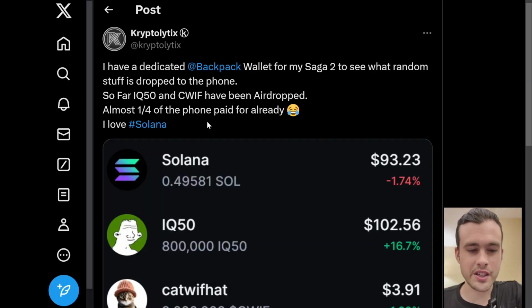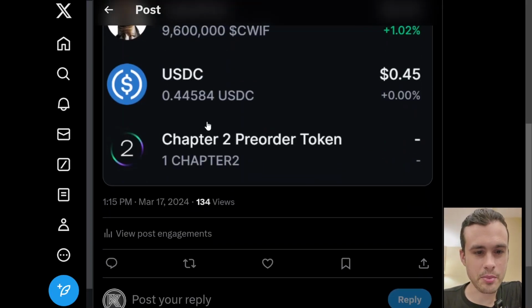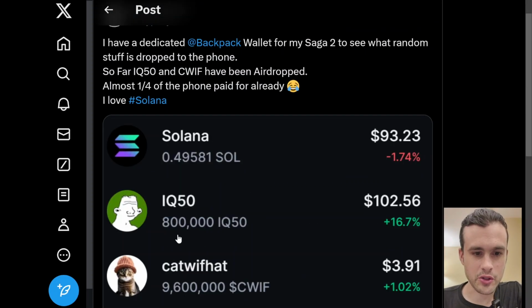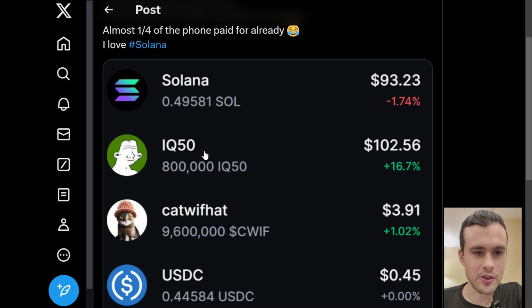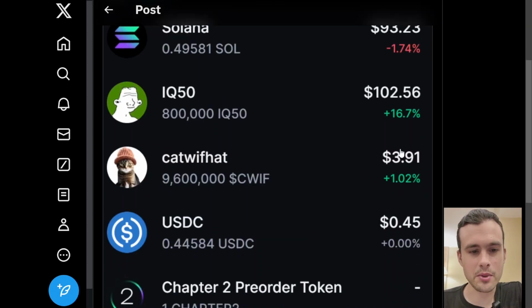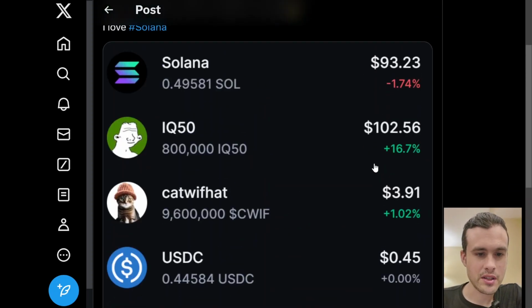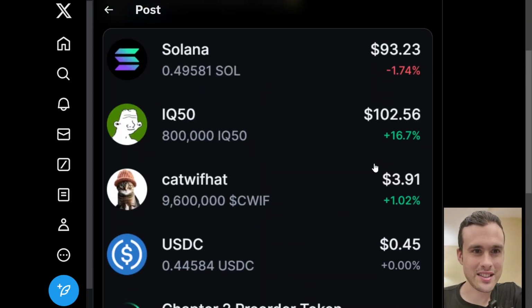So I thought this was pretty interesting, and this is a bit of an older post now, admittedly, so I'm not sure what these are worth now, but when I bought my Solana Saga 2, I decided to create a unique Backpack wallet just for that phone, and it's already been airdropped this IQ50, which at the time was worth $102. I think that actually went up a little bit more. This Cat with Hat, it's only $4 worth, I suppose. But, you know, there you go. Airdrops are coming into the new Solana phone, which is pretty cool.